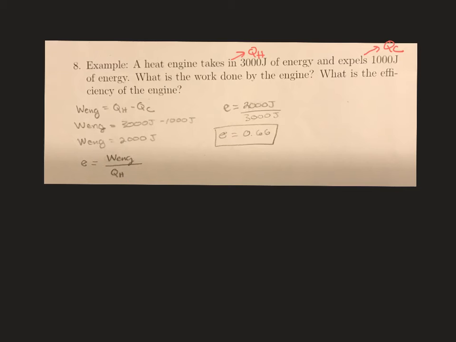And then I'm going to plug into the efficiency equation. So I'm going to take the work the engine does, which was 2,000 joules we got from part A, divided by the energy that comes in, or QH, which was 3,000 joules, which gives us an efficiency of 0.66, or 66%, which is a pretty darn good engine and probably pretty impossible.